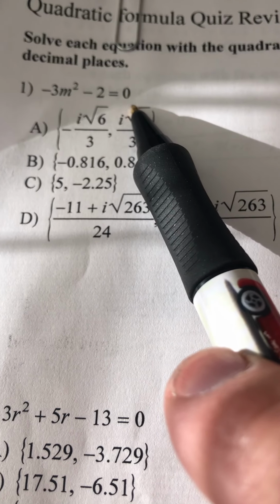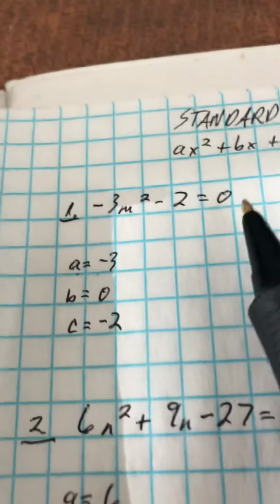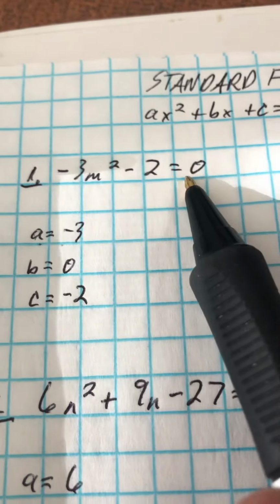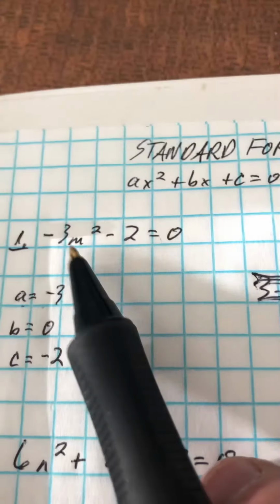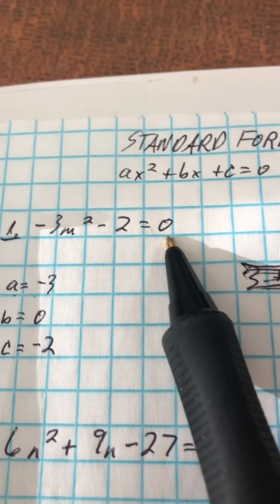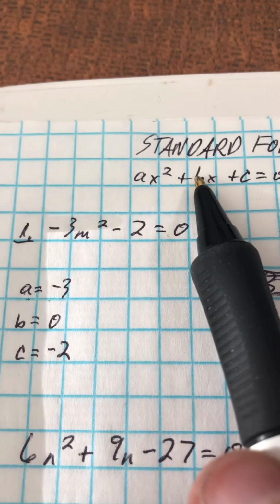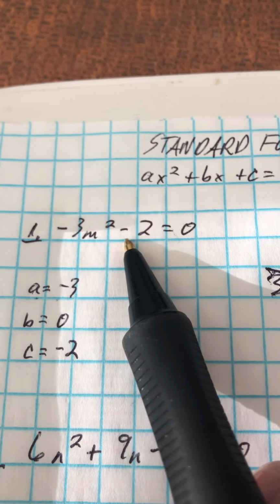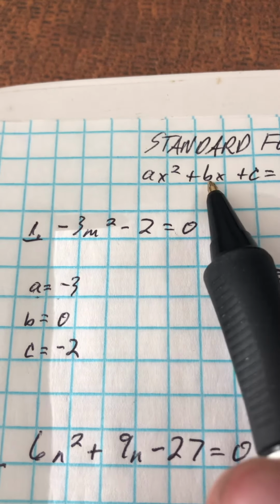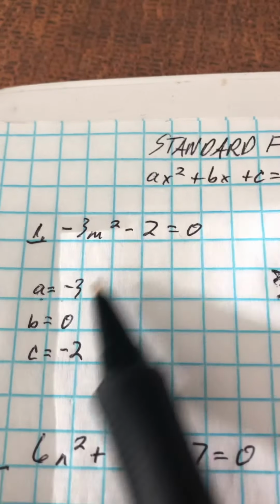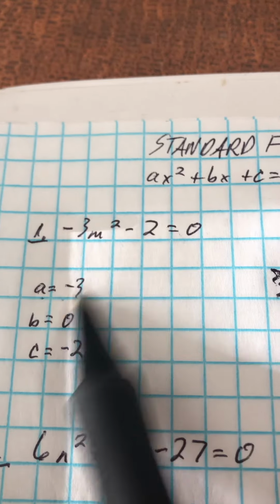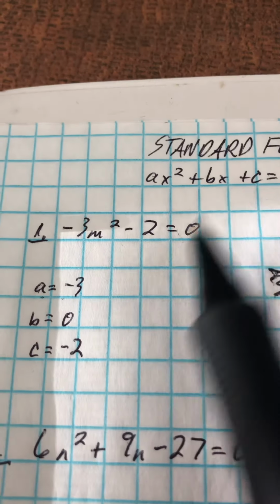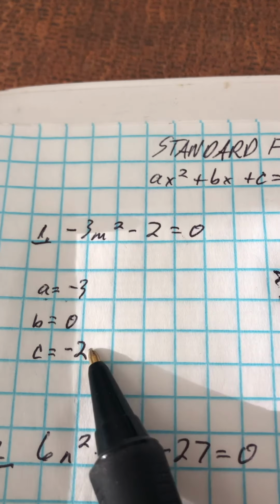All right, I rewrote it over here on some regular graph paper, and remember, they have to be in standard form. This is in standard form. It is set to 0. And we don't have a b value because I don't have an m by itself, or an x by itself, but they're using the letter m. So I do have an a value. I don't have a b value, but I do have a c value in this negative 2.